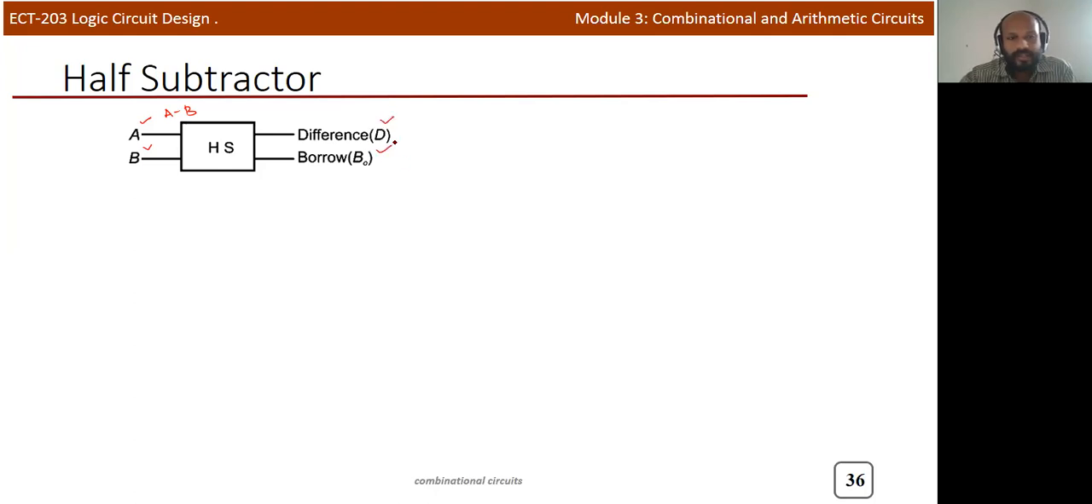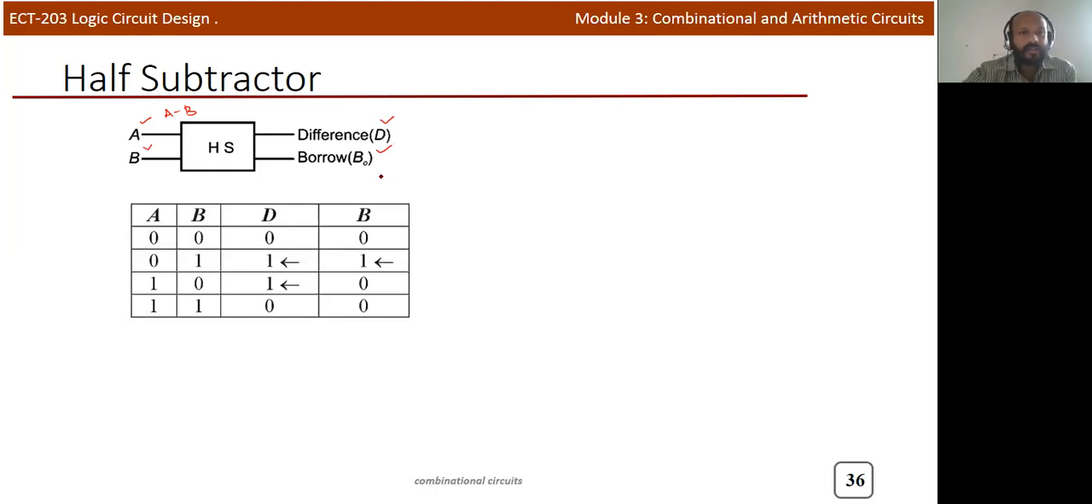Now we can see the truth table of this half subtractor. We already discussed this in module 1 when we discussed binary subtraction. Exactly the same thing we have written here in truth table form. Two inputs, we will perform A minus B. If it is 0 minus 0, you will get difference 0 and borrow 0. If it is 0 minus 1, it is not possible to subtract 1 from 0, so definitely there is a borrow involved.